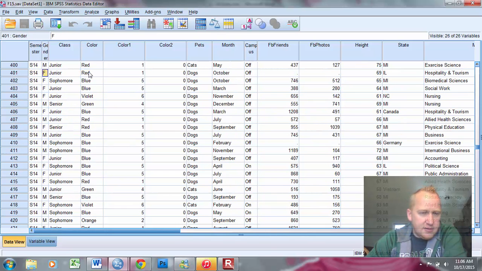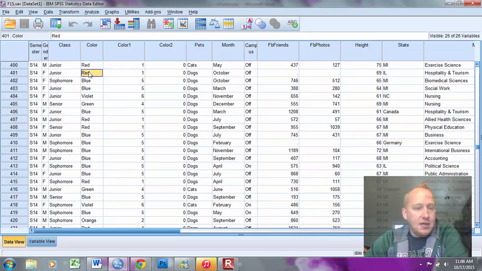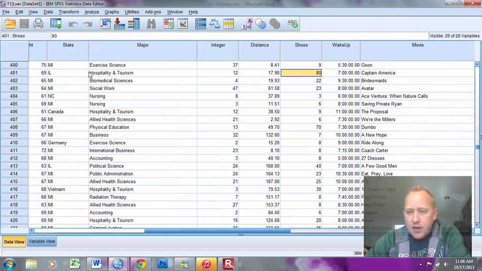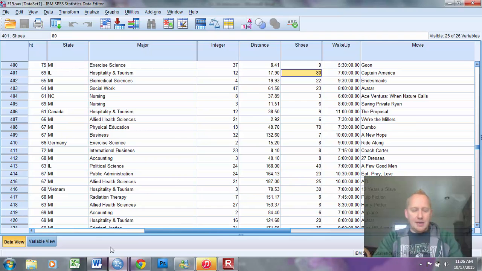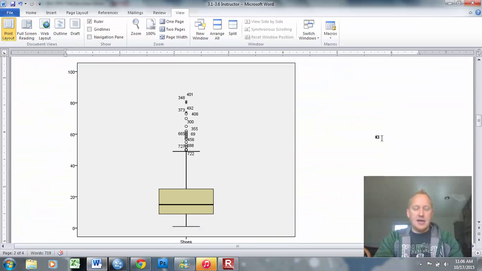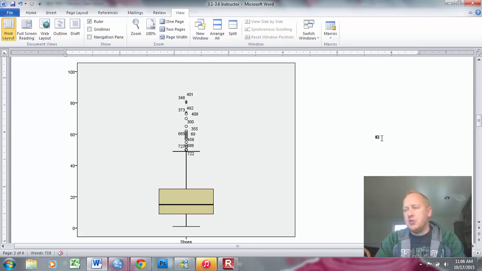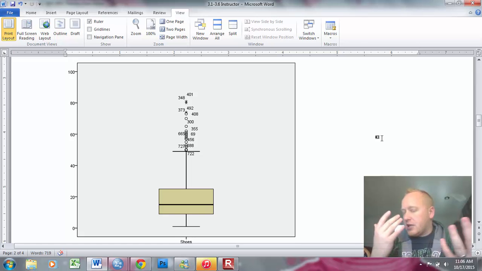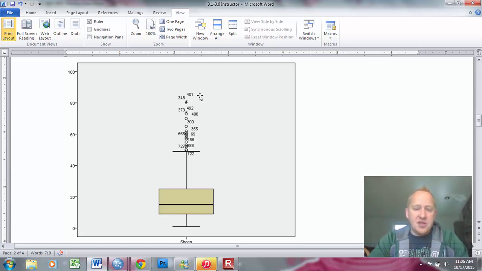So this is a female, shocking, junior that likes the color red best. If I go all the way over to shoes, this person has 80 shoes. So what that 401 indicates when we look at our graphs on SPSS, that tells us where in the data set the value is actually located. There might be times where we want to isolate outliers, or we might want to know other features about these outliers. So this just helps you point back to the data.